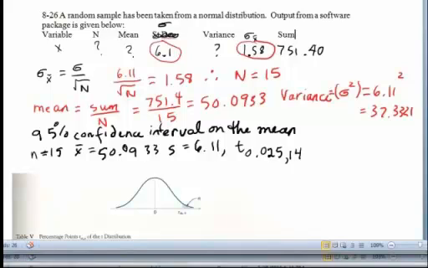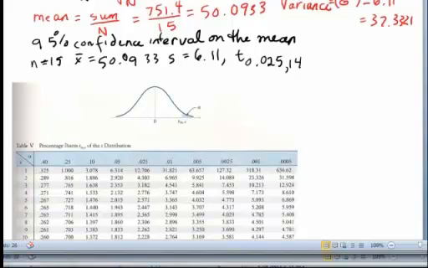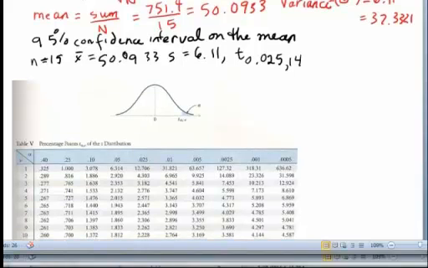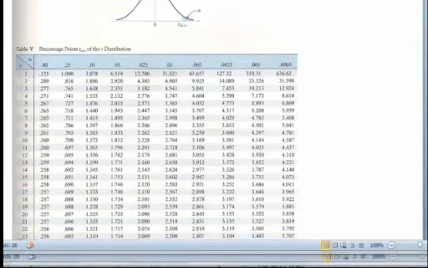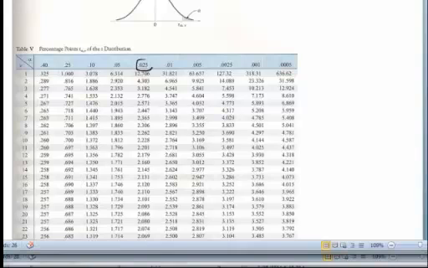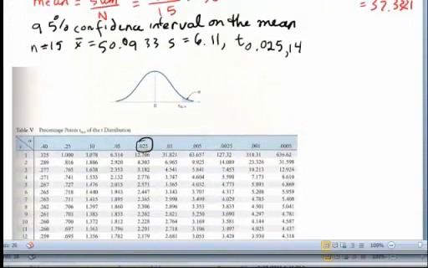If we go down and look at 0.025, here we go, 0.025, and we need 14 degrees of freedom. So there we go, 14 degrees of freedom, and we're right here. So this number is 2.145.